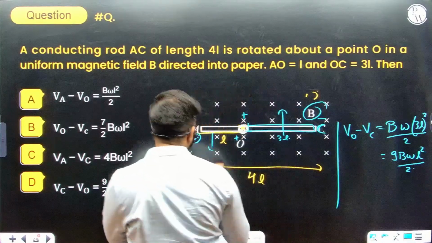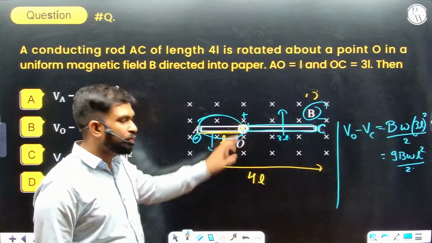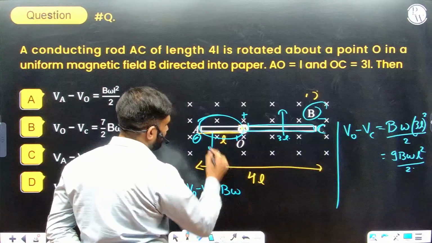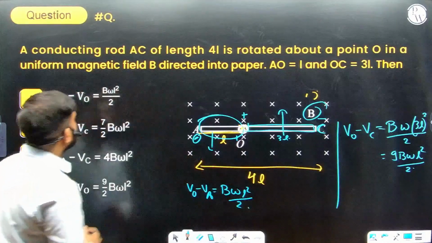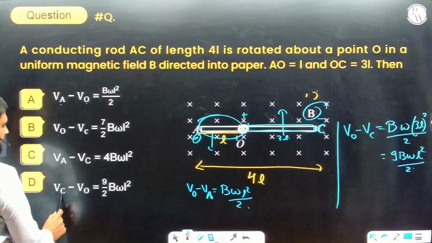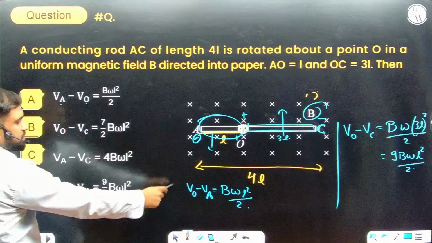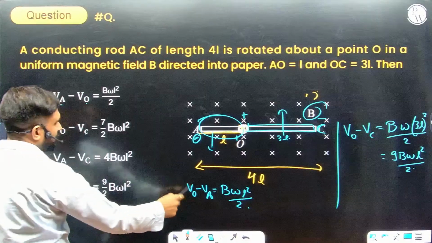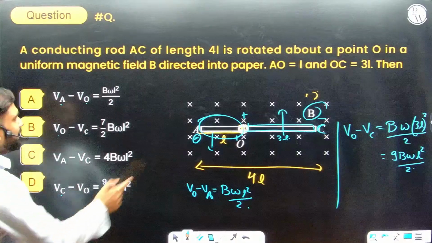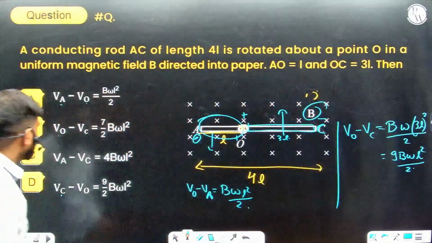Same way I can do it for the OA section. Forget about the remaining rod, just look at the point of rotation. So VO minus VA will be B omega, length is L, L square by 2. They're asking the potential difference between VA and VO, VO and VC, and VA and VC. So we have got the answer. VA minus VO is not B omega L square by 2, it is VO minus VA. And VO minus VC is 9 B omega L square by 2.